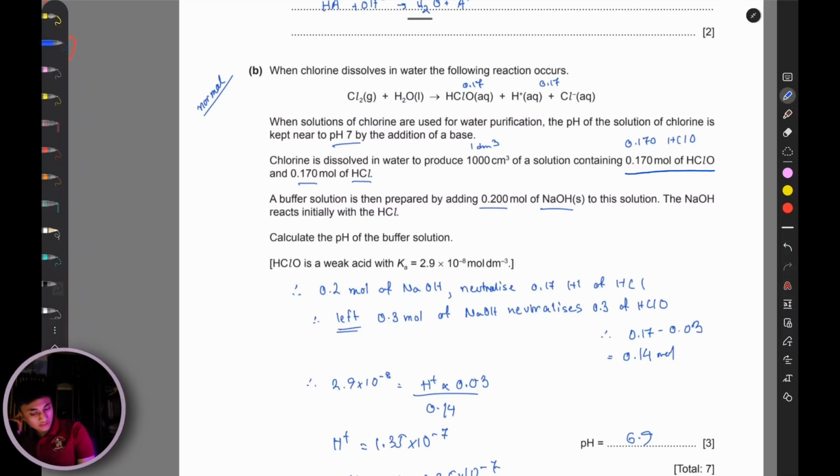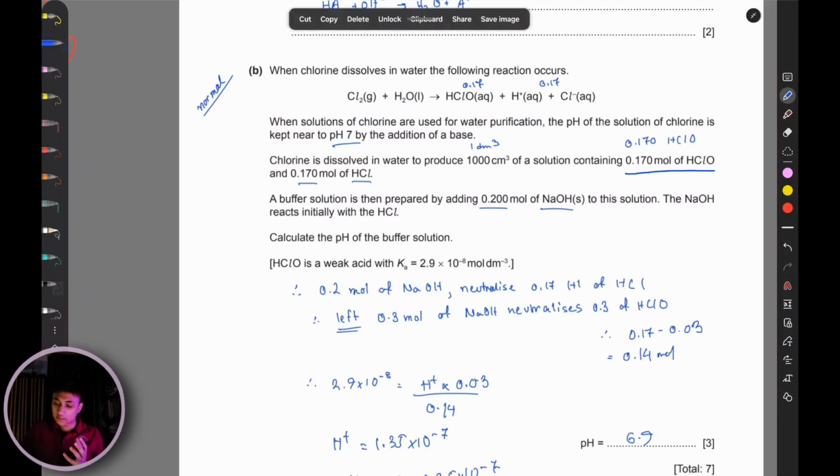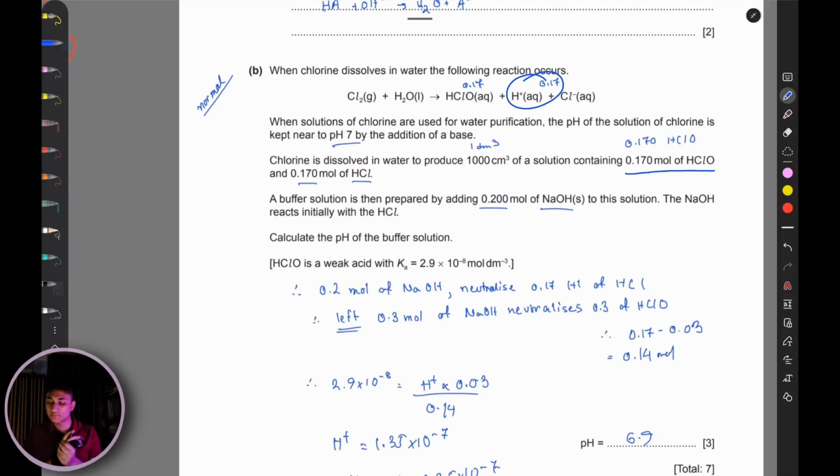So they've given you a bunch of information. They're telling you that chlorine will dissolve in water to release these acids, right? This is HCl. And since HCl fully dissociates, it's going to release exactly 0.17 moles of H plus ions. So they're asking you what is the ultimate pH of the solution. To figure that out, you need to know the ultimate concentration of H plus ions in the solution. How are you going to do that?